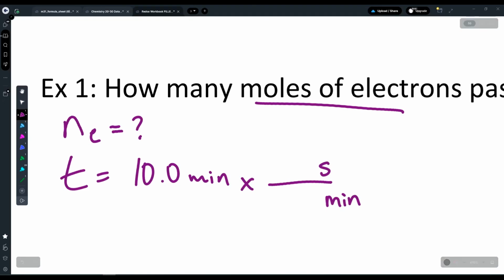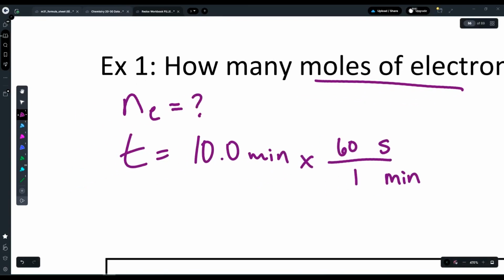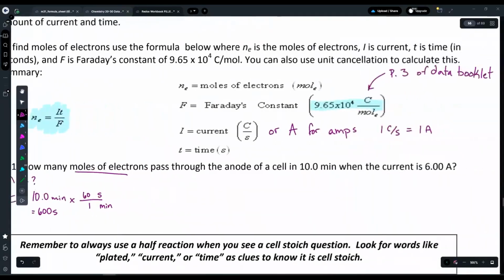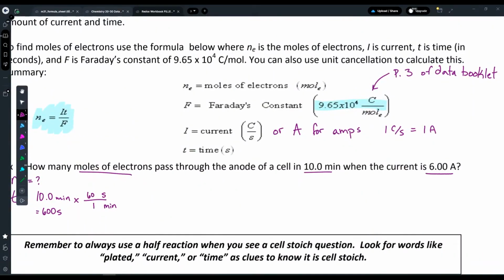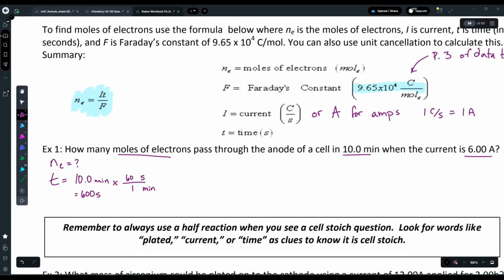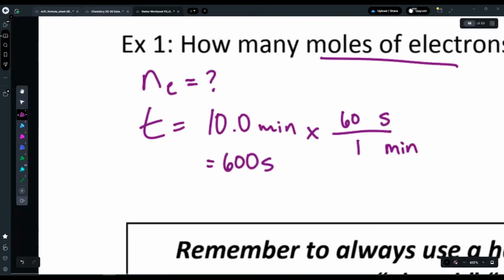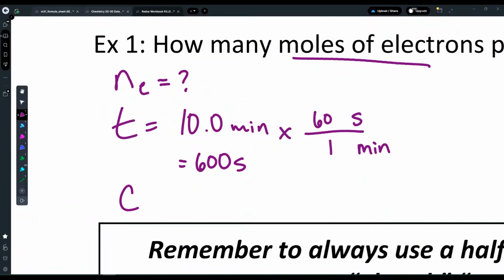So we always start with the bigger of the two units. In 1 minute, there's 60 seconds. So 10 times 60, that's going to give us 600 seconds. Okay, and then last but not least, our current is 6 amps. Oh, I should be writing I for current, not C.